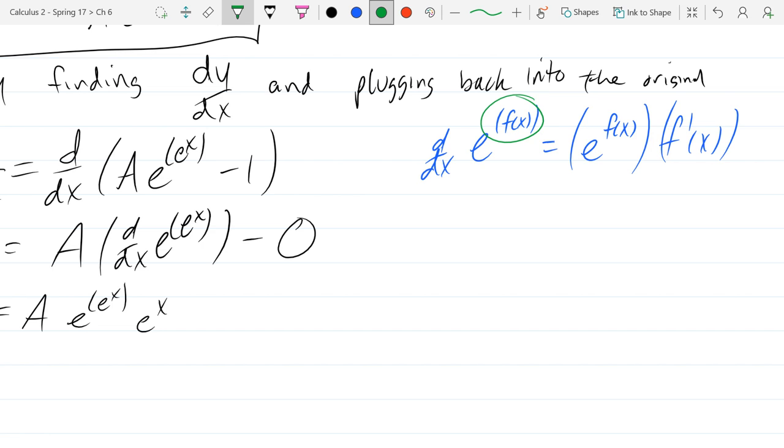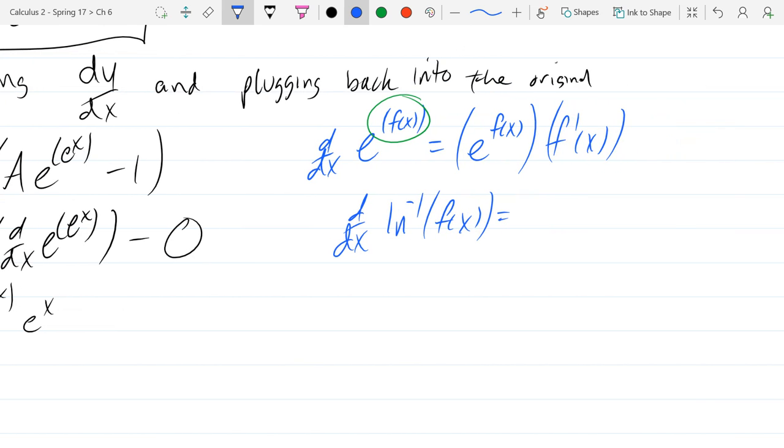What we're really looking at is natural log inverse of f of x. So of course that is the derivative of ln inverse of f of x times f prime of x. So that's what's really happening. The derivative of ln inverse is 1 over f of x.